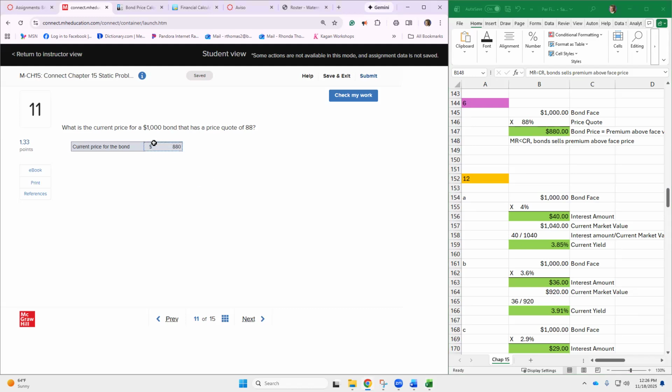The other thing you can figure out is if a bond is selling at a discount, remember the market rate is actually bigger than the coupon rate. Okay, because the market is, so it sells at a discount. Selling at a discount is below the face. Sells at discount below face.